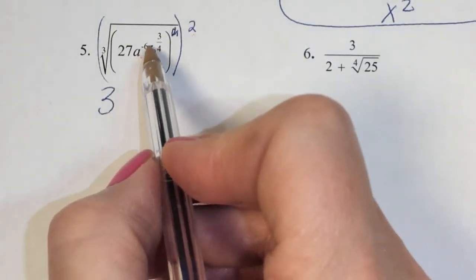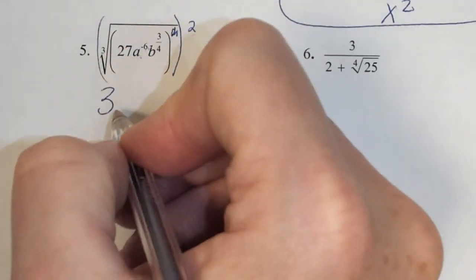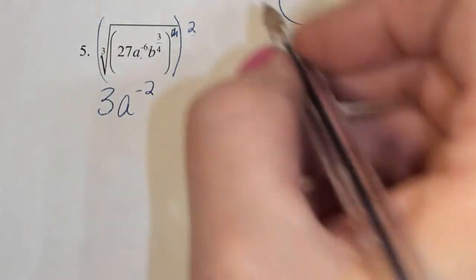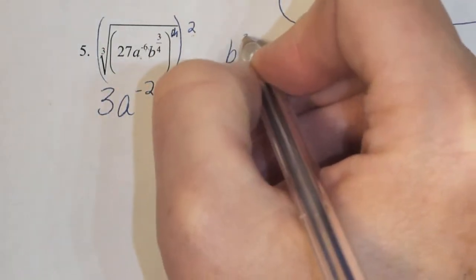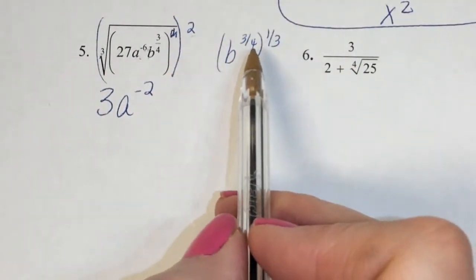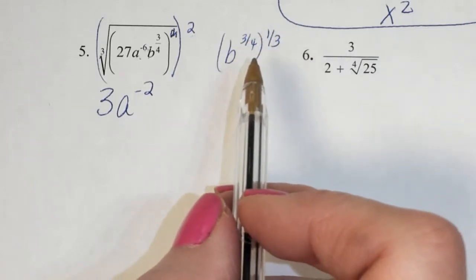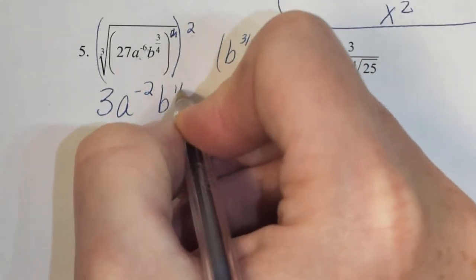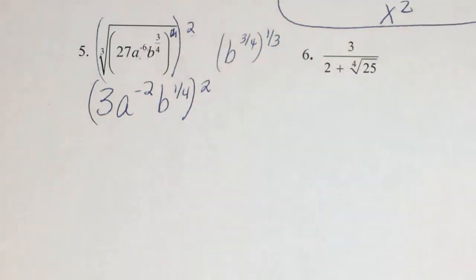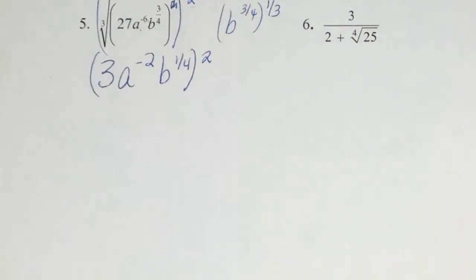What's this going to turn into? If I have a to the -6 in the cube root, good. And if I have b to the 3/4 and I have the cube root, here, let me write it like this. What's that going to be? 3/12, which is? So this is going to be b to the 1/4. But what do we still have to do with it? Square it. Now square it. Okay, so now go ahead and finish it. I want you to finish it on your own.